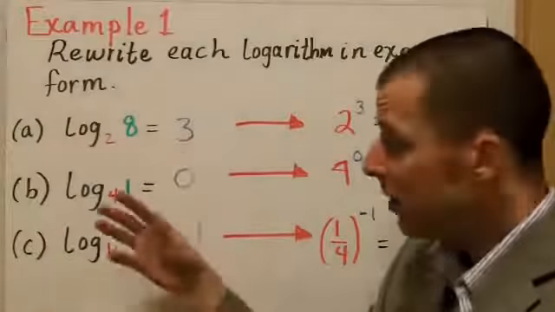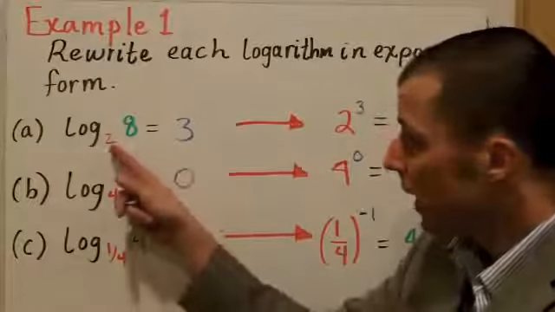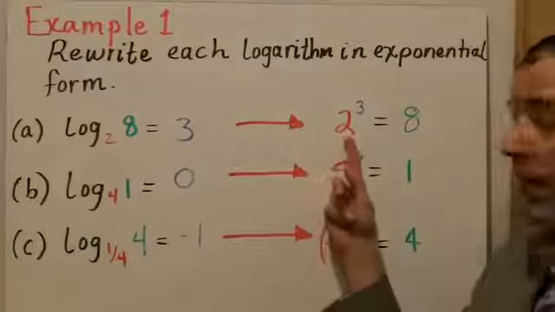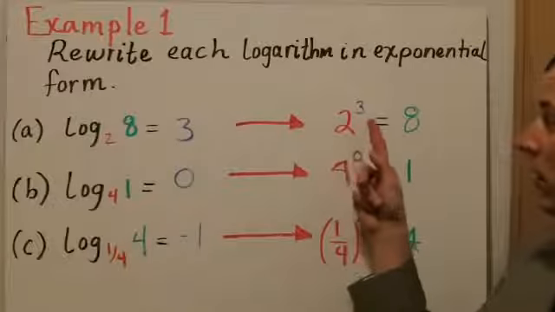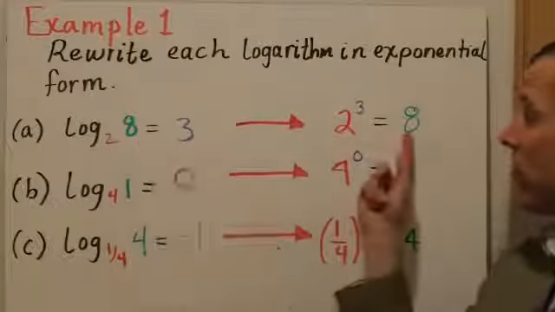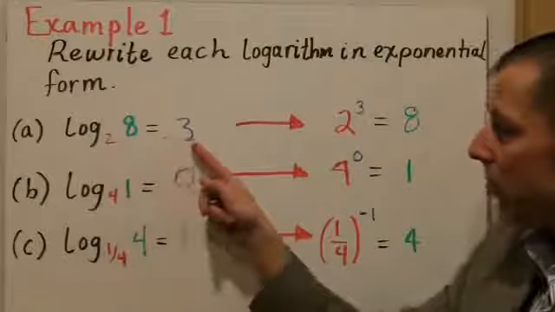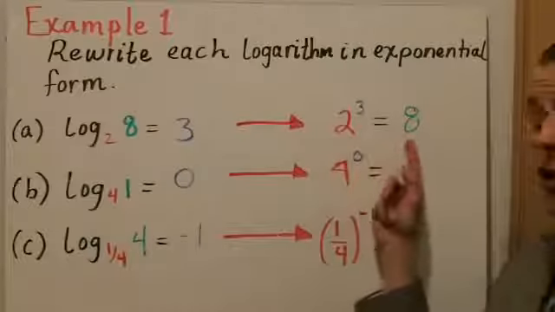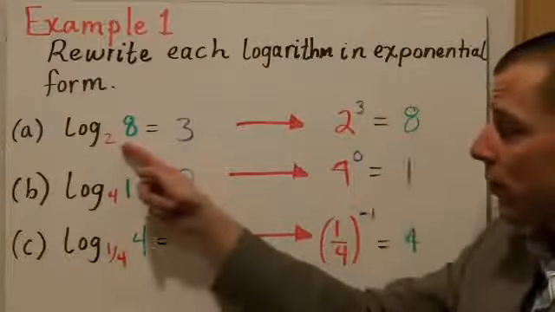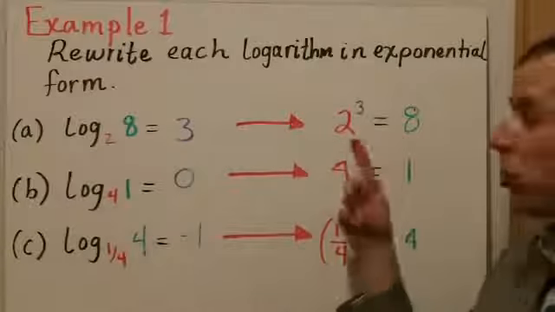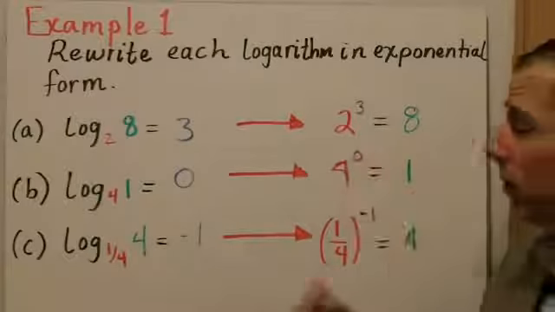What I like to think of is, whatever the log is equal to, that's your power. So the base here is the base for the exponent. The log is equal to 3, that's our power, and 8 is what we should have the exponential equal to. So 2 to the 3rd equals 8. This answer should make sense. It should be a true statement if you've changed correctly from logarithmic to exponential form. So 2 cubed is 8, so that does work.